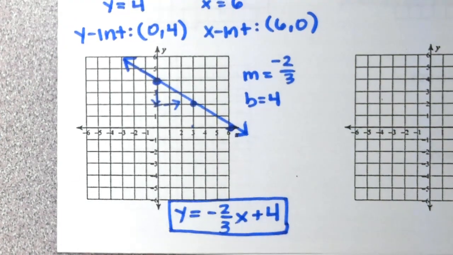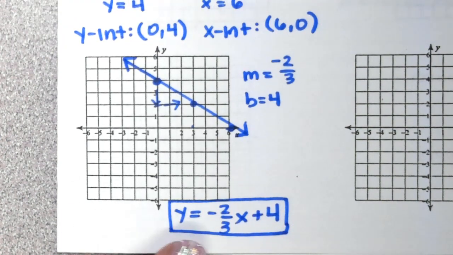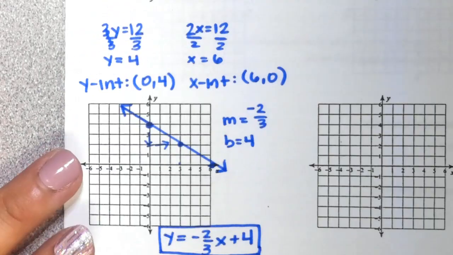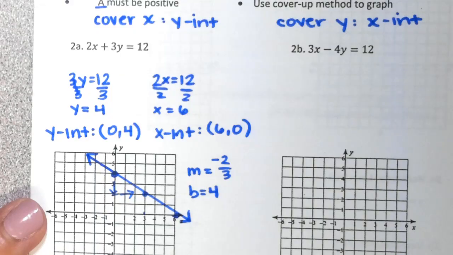Now, there is a yes and no. We just did something called the cover-up method. You might have learned how to get y by itself from here. You can absolutely do that. Didn't I tell you you can do whatever way you know? I just have to see your mathematical steps.